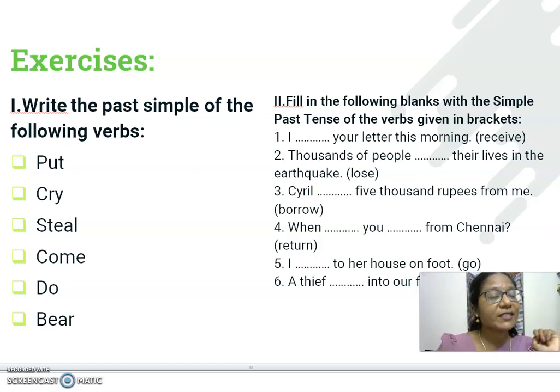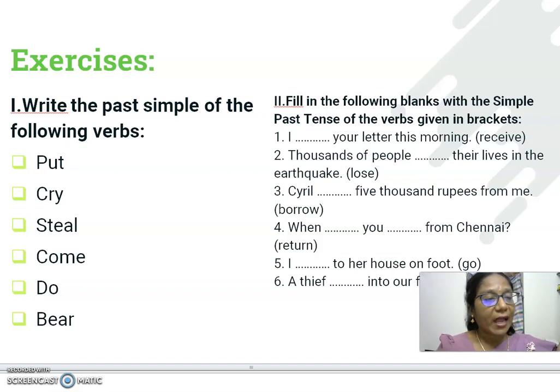Now, going to the fourth sentence. When blank you blank from Chennai? What could be the answer? There is only one verb here mentioned within brackets. So, it's a question. And in the earlier slides, we saw that we need to use the simple past tense form. Do becomes did. So, how did we have it? When did you return from Chennai?